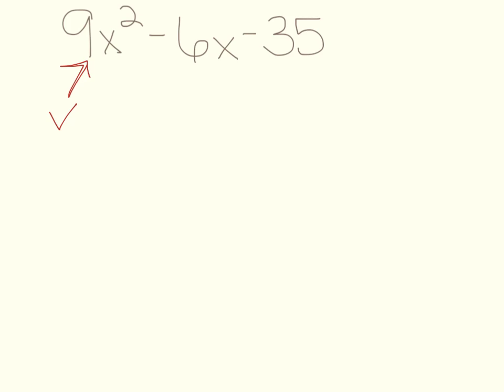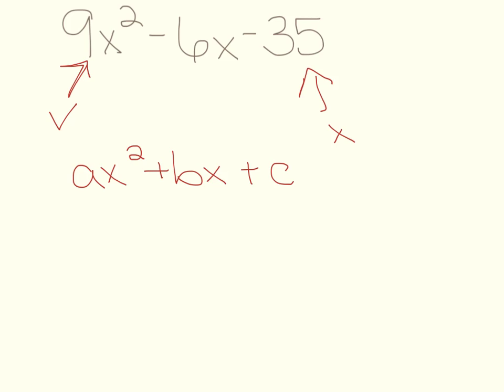Step 1 was greatest common factor, step 2 is perfect squares or difference of squares. 9 is a perfect square, but 35 is not. So we know that we have to go on to step 3. Now we want to factor this using the pattern ax squared plus bx plus c, because that's the form that it's written in.